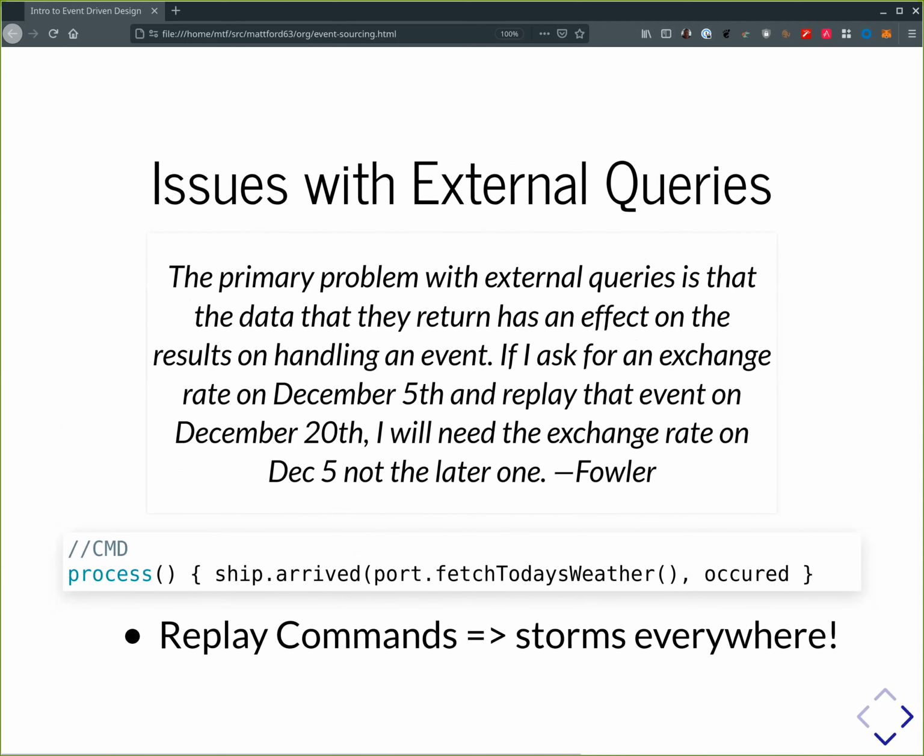There's a similar thing with external queries, right? If a command is defined to go off and fetch today's weather and supplement the port information, like if it's a stormy day that knocks out your power and you replay all the events, then all the port stuff is going to now be supplemented with the day of the replay rather than the stuff that happened at the actual time.